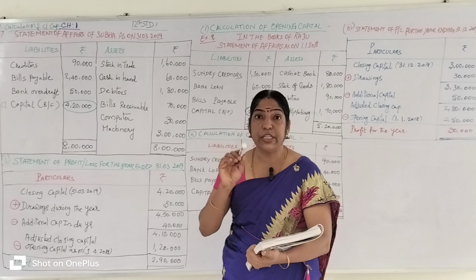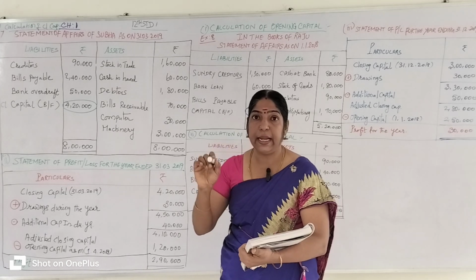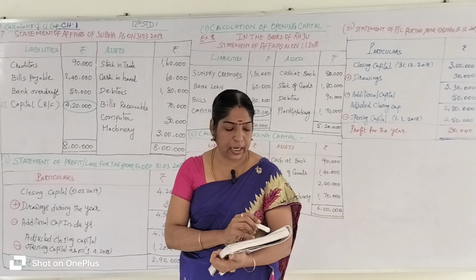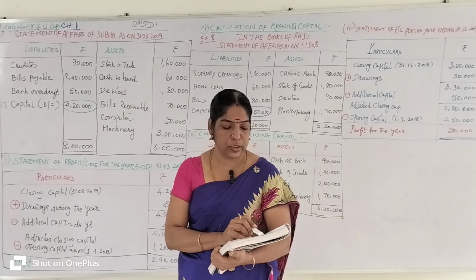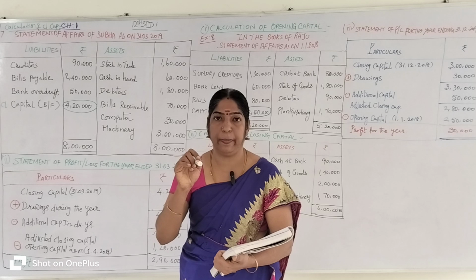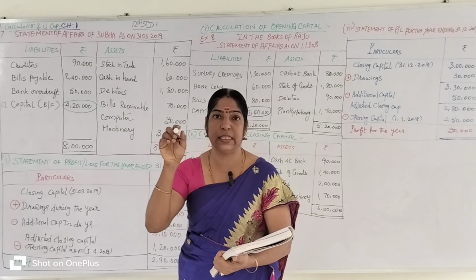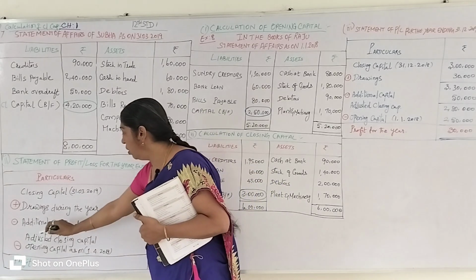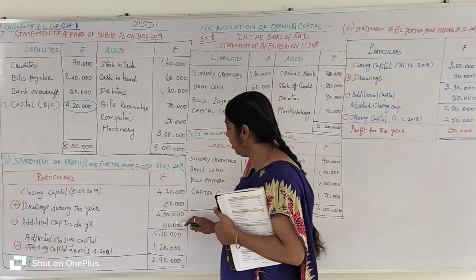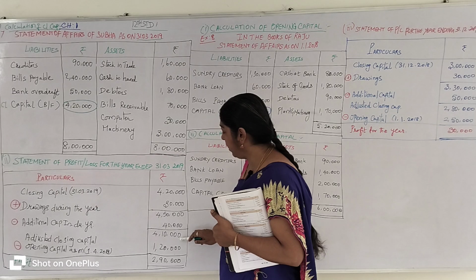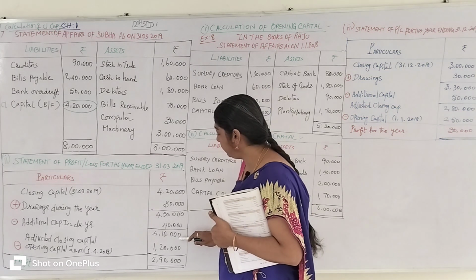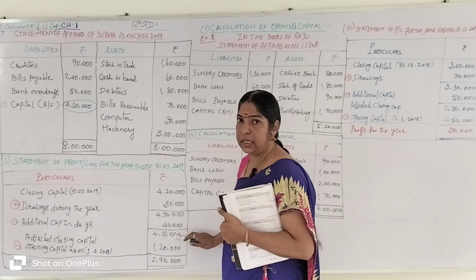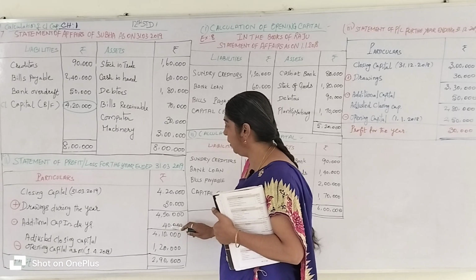With that 4,50,000 rupees, you are going to deduct the further capital introduced, 40,000 during the year, which means additional capital. Underline it and write with your pencil: introduced further capital of 40,000 rupees during the year means additional capital. Write in short form ADDCAP, additional capital. Subtracting the additional capital, you will get 4,10,000 rupees.